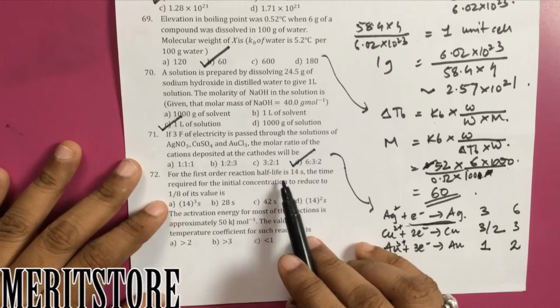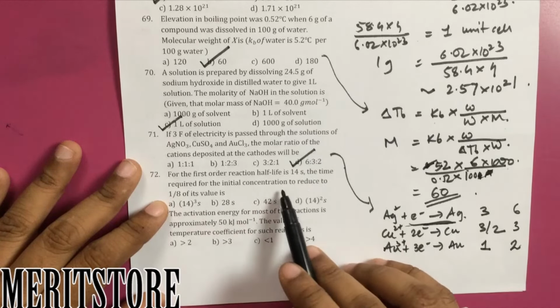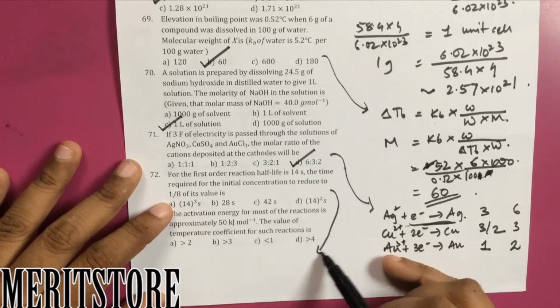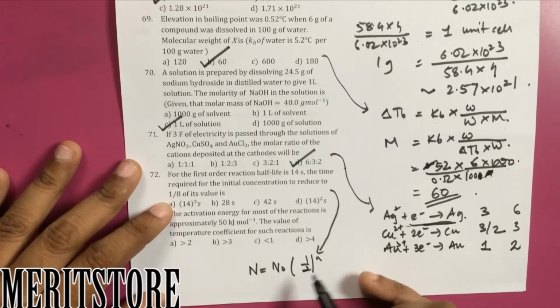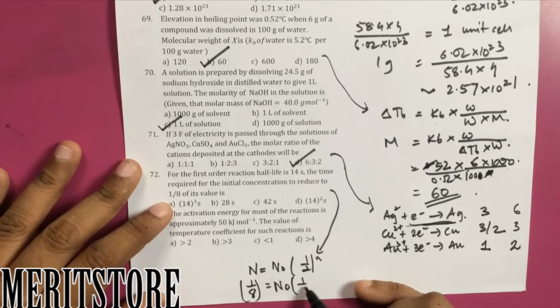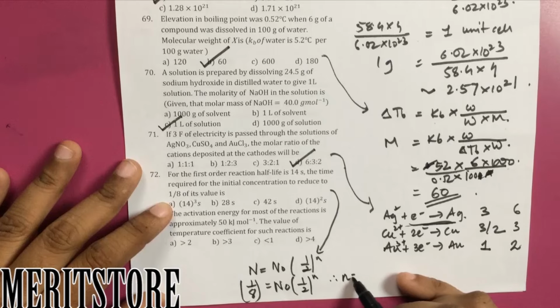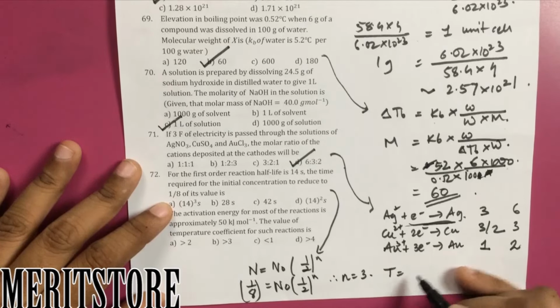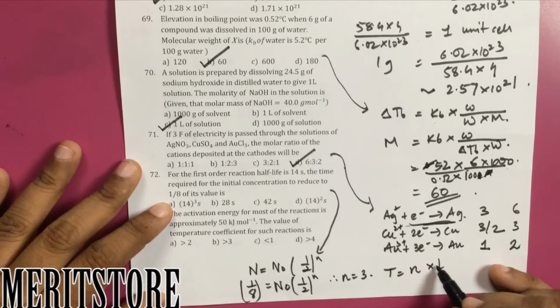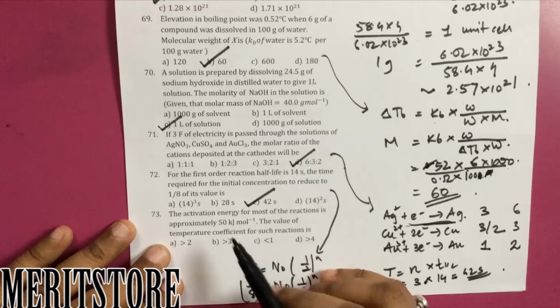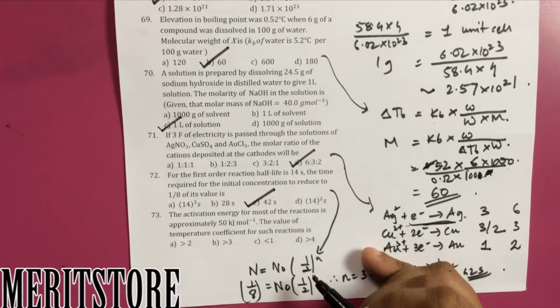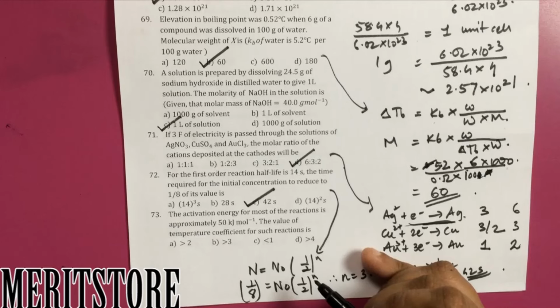Question number 72. For the first order reaction, the half-life is 14 seconds. The time required for the initial concentration to reduce to 1/8 is needed. For the first order reaction, we have the formula N is equal to N0 into 1 by 2 raised to n, where n is the number of half-lives. So this becomes 1 by 8 N0 equal to N0 into 1 by 2 raised to n, and from this n is equal to 3. So time is the number of half-lives multiplied by T half. Here it's 3 multiplied by half-life 14, so that will be 42 seconds. Therefore, option C.